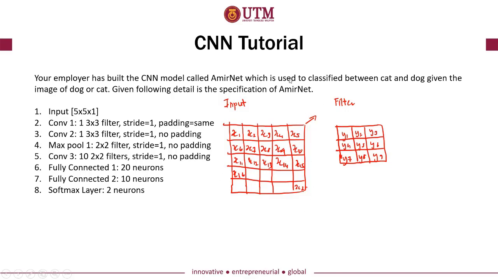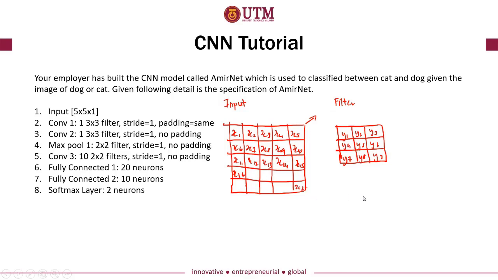And then given the filter which is according to this one, which is y1 up until y9. So this filter is at layer number 2. Assume this is the filter that is applied at layer number 2. So can you compute the output feature maps after you execute layer number 2, given the input is this one and the filter involved at the second layer is this one? So how do you do that?